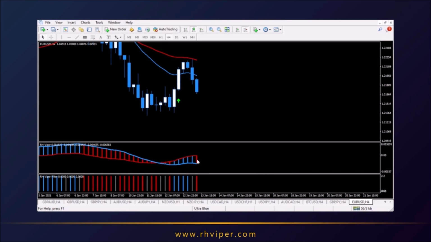We have the RH Viper indicator. We've got that histogram turning red. And the RH Viper filter is also red. When this candle closes, we're going to take a look and see if there's a red arrow above this candle. And if there is, we can go short.